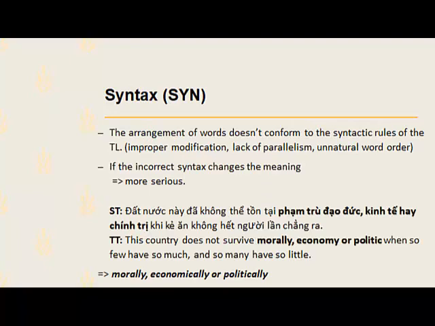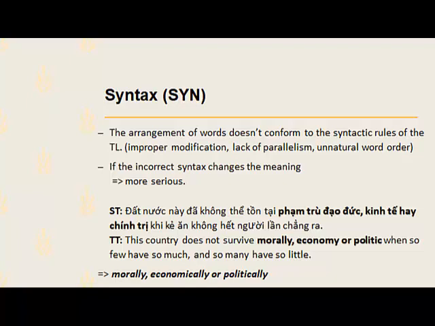And the next error is the syntax. This error occurs when the arrangement of words doesn't conform to the syntactic rules of the target language. Errors in this category include improper modification, lack of parallelism, and unnatural word order. If the incorrect syntax changes the meaning, the error is more serious.